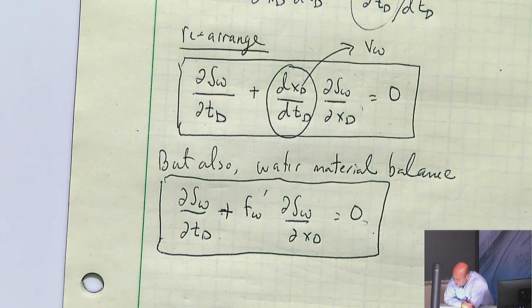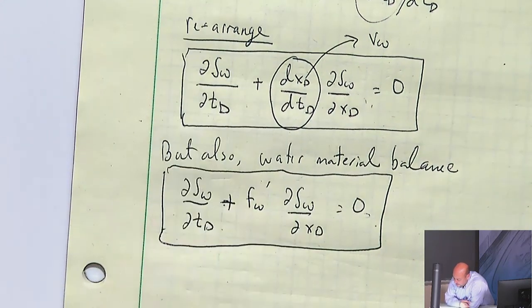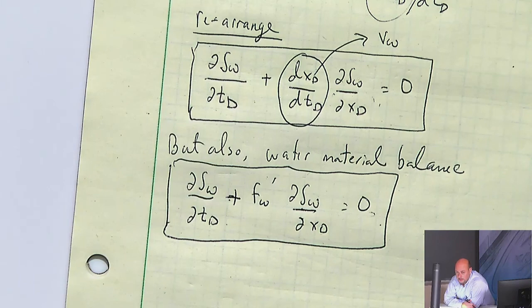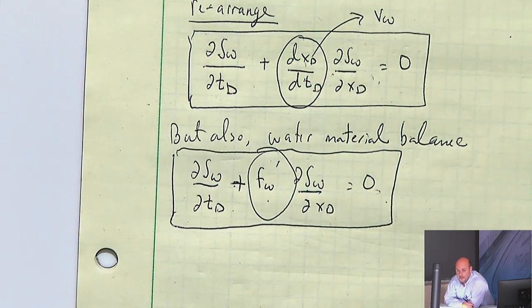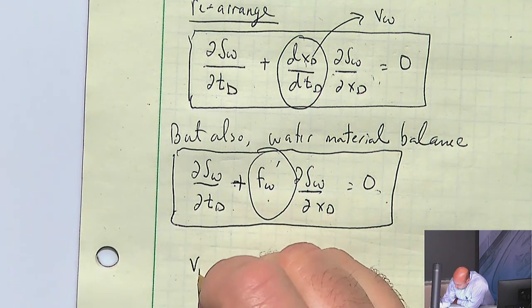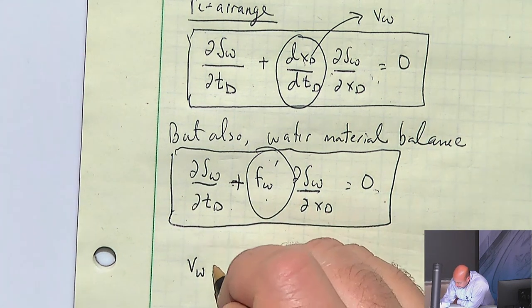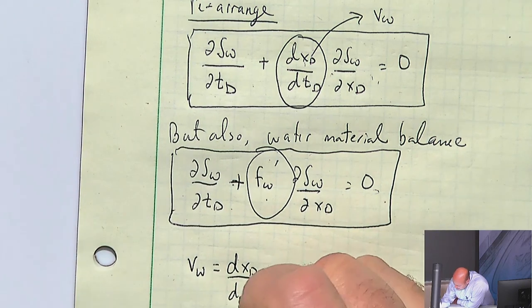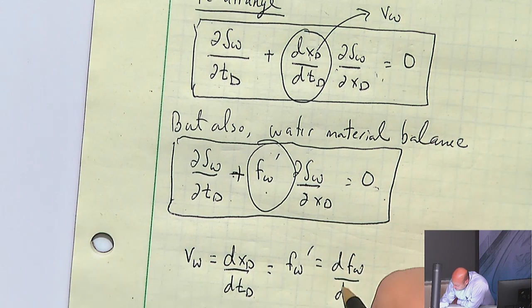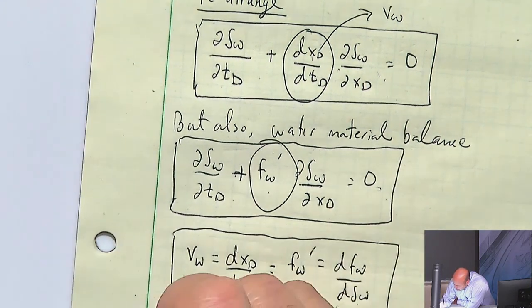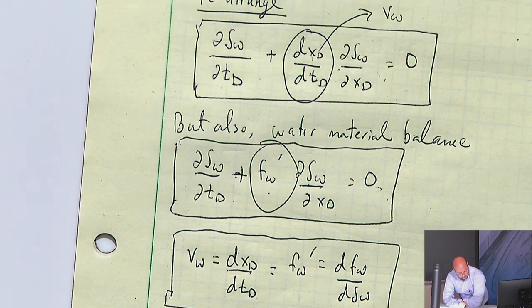This is just essentially a definition from what it would take to make the change in saturation zero. And if I compare these two equations, they look very similar. I see this term must be equal to that term, and then they would be identical. So that means that the velocity of the water saturation front of constant saturation is equal to dXD/dTD by definition, but that must equal FW prime, or if I wanted to write it, dFW/dSW. Follow that?